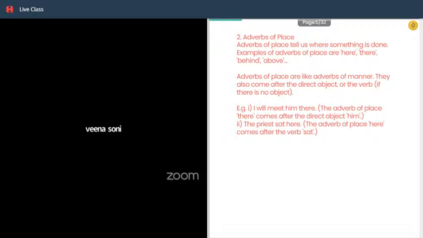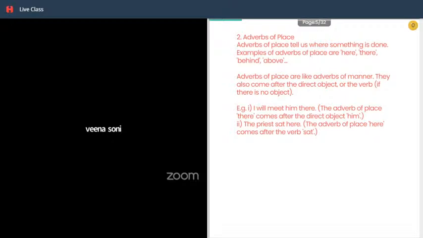So adverbs of place are like adverbs of manner; there's something similar to it. They also come after the direct object. So first we need to understand which words deal with adverbs of place. Now these are words like here and there. By these words we try to understand their placement, as to which place it is placed.